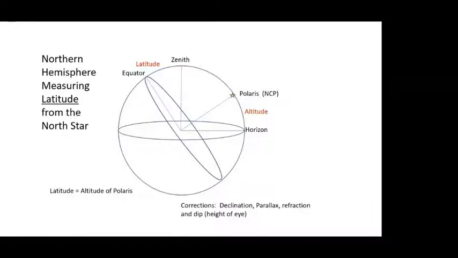There's a declination correction, because the declination, the distance between the celestial equator and Polaris, is not exactly 90 degrees. It's in fact 89.20-something degrees. So you have to make a small correction there. There's also a correction for parallax, because you're not sitting in the center of the system, you're standing on the surface of the Earth. And there are also refraction and dip corrections. Dip is to do with your height of eye above the horizon. But for all intents and purposes, it's very simple to obtain your latitude by taking an observation of Polaris.